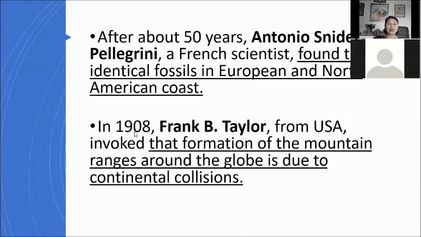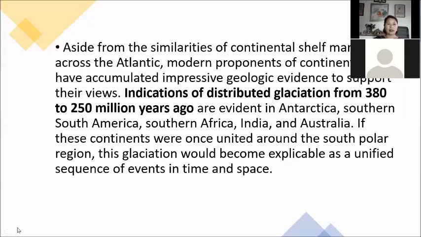So in 1908, this Frank Taylor from USA invoked that formation of the mountain ranges around the globe is due to continental collisions. There is formation of mountain ranges around the globe. It is due to continental collisions. Okay. So aside from the similarities of continental shelf margins across the Atlantic, modern proponents of continental drift have accumulated impressive geologic evidence to support their views.